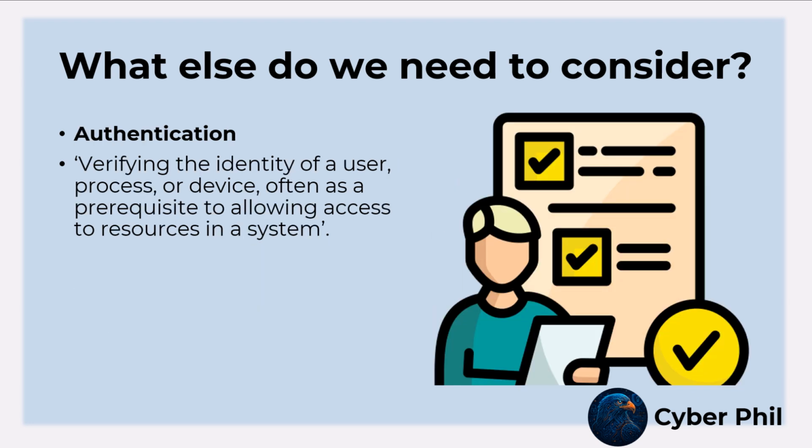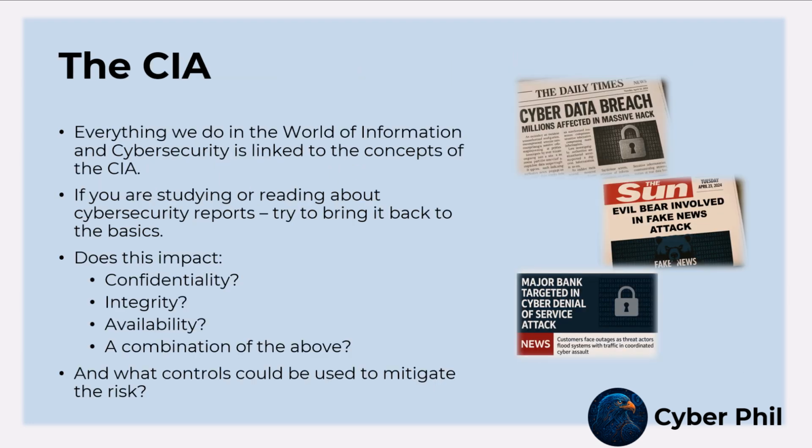We also need to consider the authentication side of things when it comes to the CIA. And this is all about the verification of the identities of our users and our systems or processes. And that's also a prerequisite to allowing them access to the resources on a system. So here you can also see that we're talking about controlling access, confidentiality and integrity. And as I've mentioned, the CIA really underpins the world of information and cybersecurity.